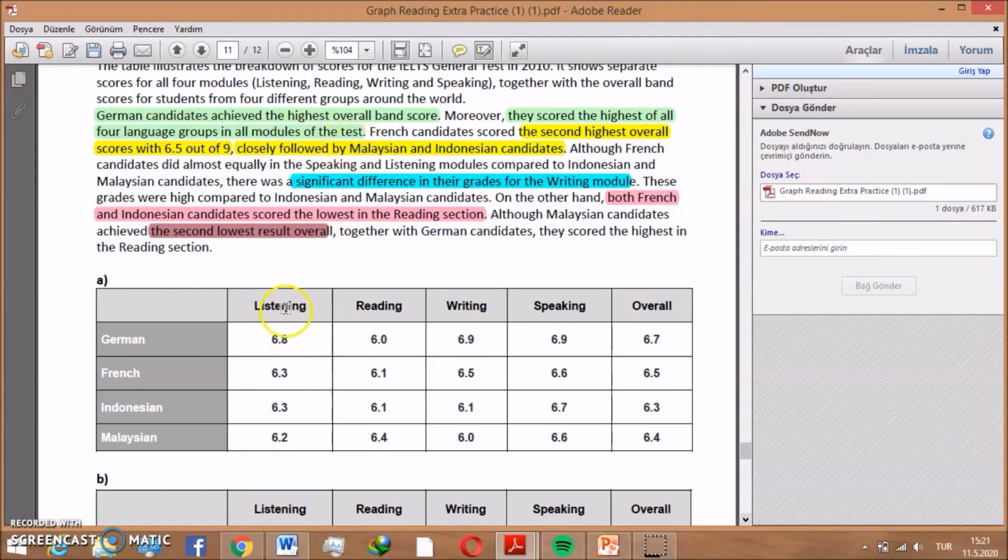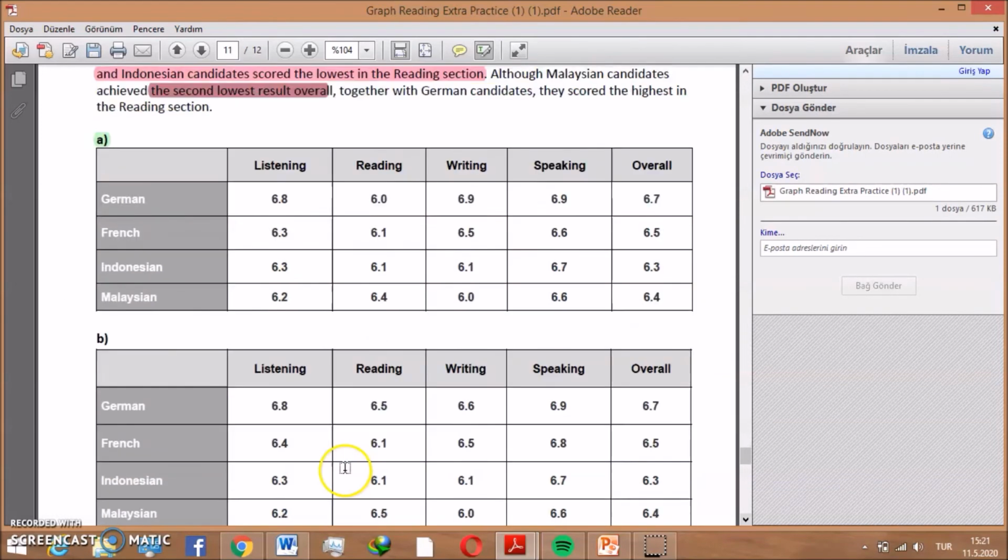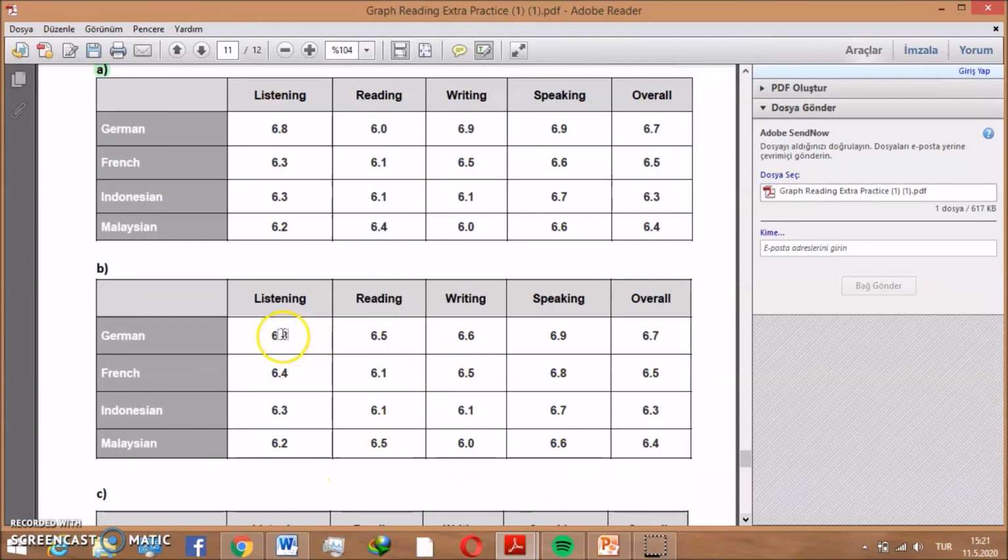So we need to check these parts now, because German candidates should have the highest score in each part. This is highest here, but this is not the highest one because there is 6.4 Malaysian. Therefore, A cannot be our answer anymore. And let's check B. So this is the highest one. Yes, this is the highest too. There's Malaysian, but still German candidates have the highest score.